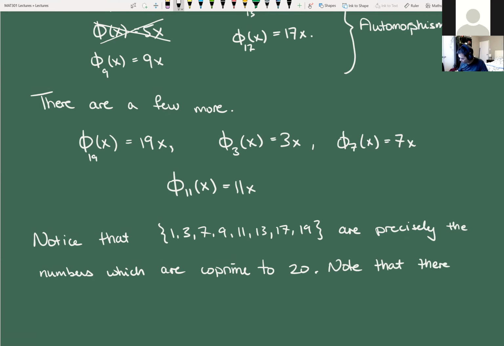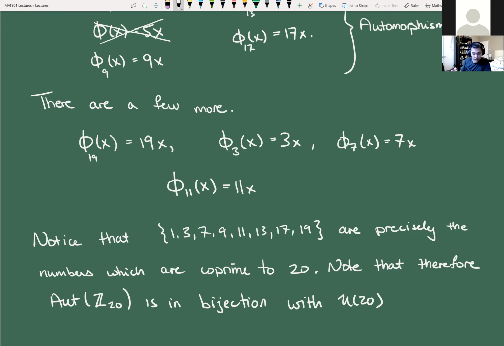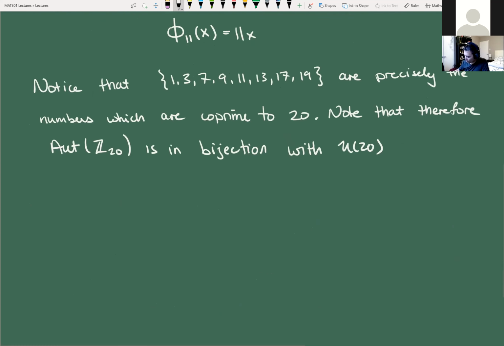So note that, therefore, the automorphism group of Z20 is in bijection with U20, right? Because U20 is a set of all things which are coprime to 20. It's the multiplicative group, but we said that you have an inverse if and only if you're coprime. U20 on the right-hand side is a group. I wonder if the automorphism set is a group, right? And then if they are a group, are these two things isomorphic as groups? So that's kind of where we're going to go now.